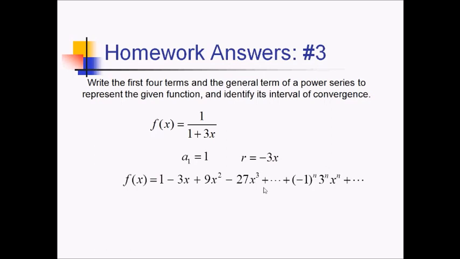Now for the interval of convergence, I'm going to take my r value, take the absolute value of that, and make that less than 1. And I'm going to use my little trick where when the whole thing inside absolute value is negative, I can take away the negative. So this is going to be negative 1 less than 3x less than 1. And then I can just divide everything by 3 to get negative 1/3 less than x less than 1/3.